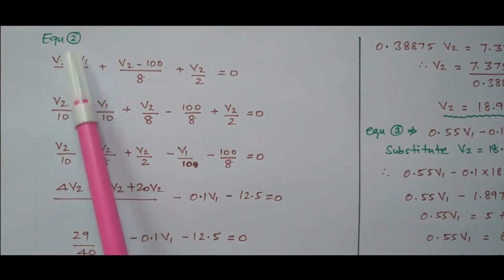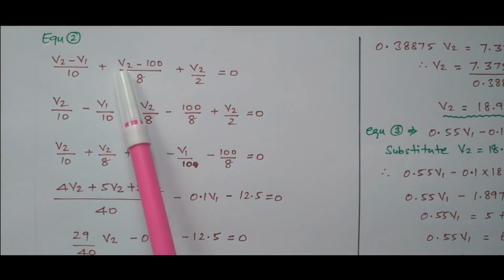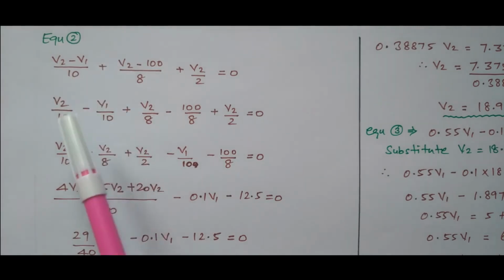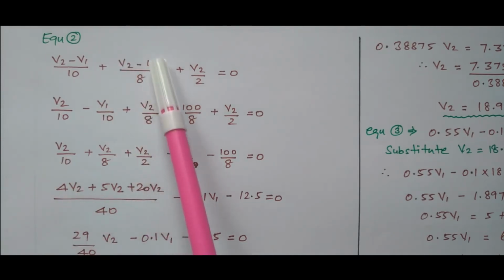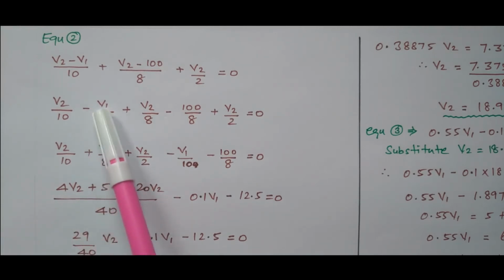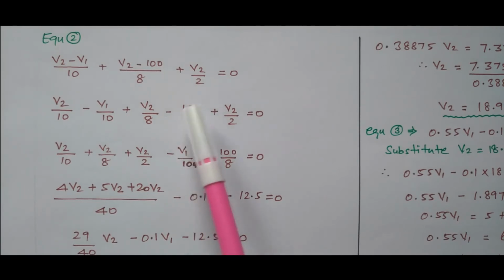Now let's take equation 2: V2 minus V1 by 10, V2 minus 100 by 8, plus V2 by 2 equals 0. Now split the denominators: V2 by 10 minus V1 by 10, V2 by 8 minus 100 by 8, plus V2 by 2 equals 0. Now the numerators are split. Now we'll write the V2 terms. What are the V2 terms available? V2 divided by 10, V2 divided by 8, and V2 divided by 2. 3 V2 terms are available. One V1 term is available, minus V1 by 10. And the numerical term is minus 100 by 8.